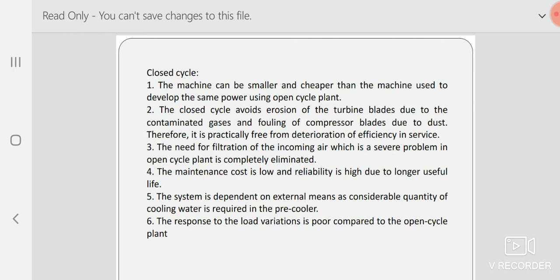And where does the power come from? Power comes from the turbine. So it eats up more power from the turbine, which is to be supplied to the power plant. So we don't use a very high level of filter there, it's a very low level of filter. In that, a lot of dust particles go inside the turbine blades, and turbine blades get eroded due to the contaminated gases.